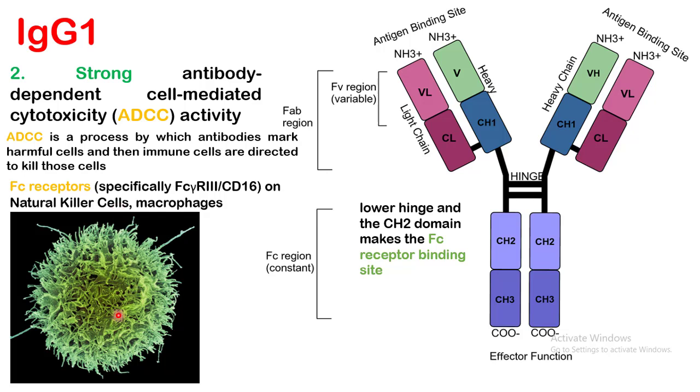So the natural killer cells or the macrophages are going to bind to the immunoglobulin G1 utilizing their Fc receptors, and the Fc receptors have a binding site in this particular area, the constant region 2 and the lower hinge region.